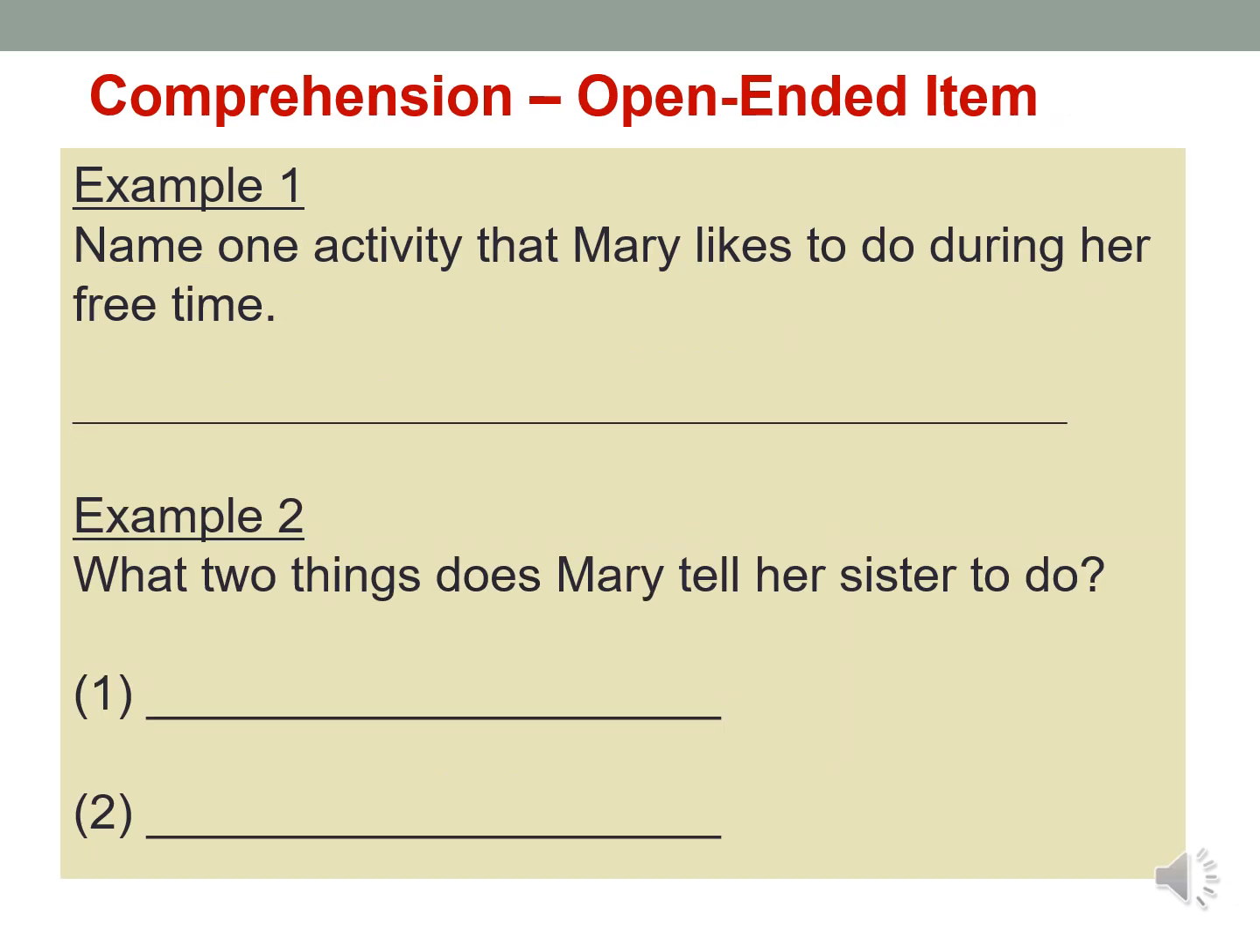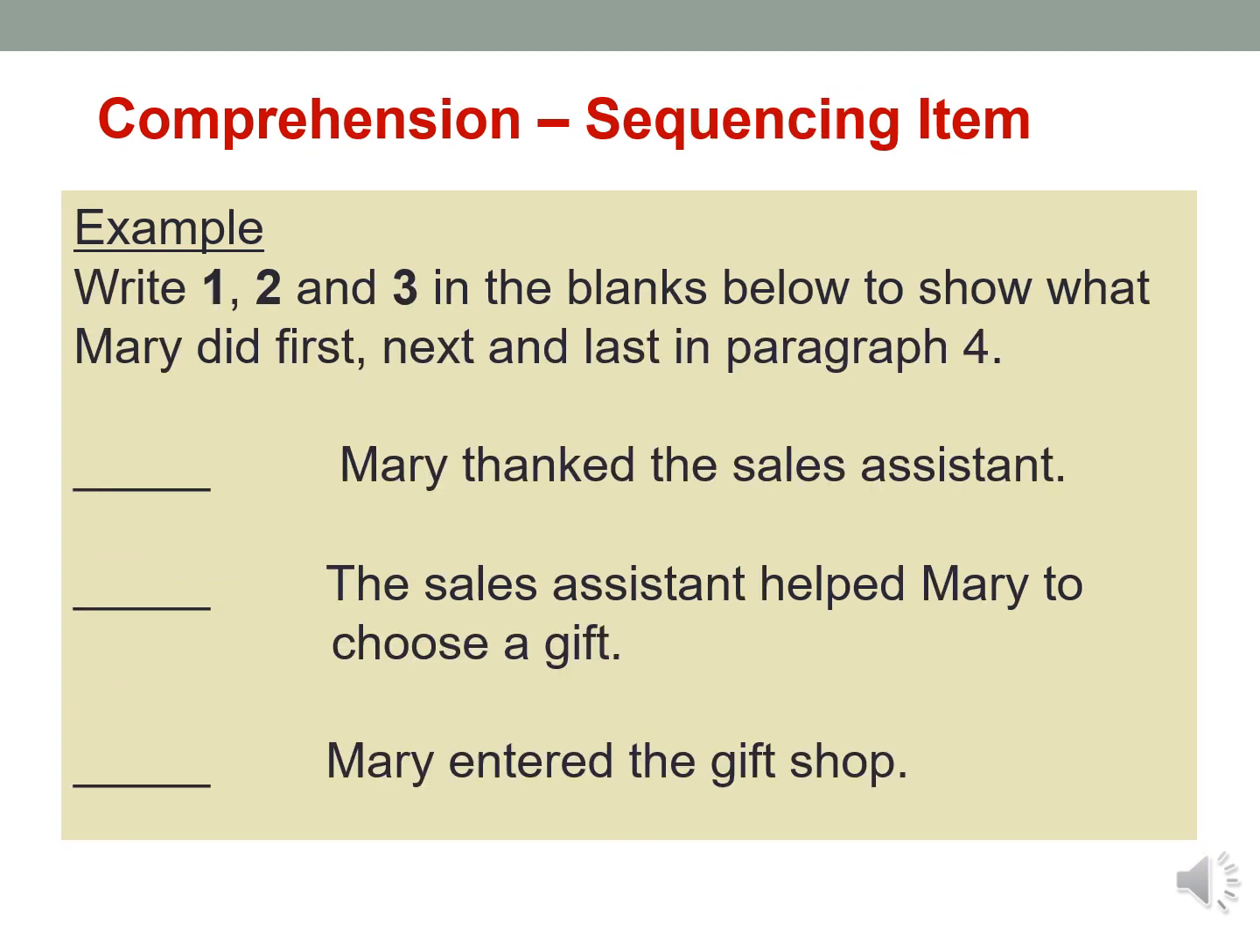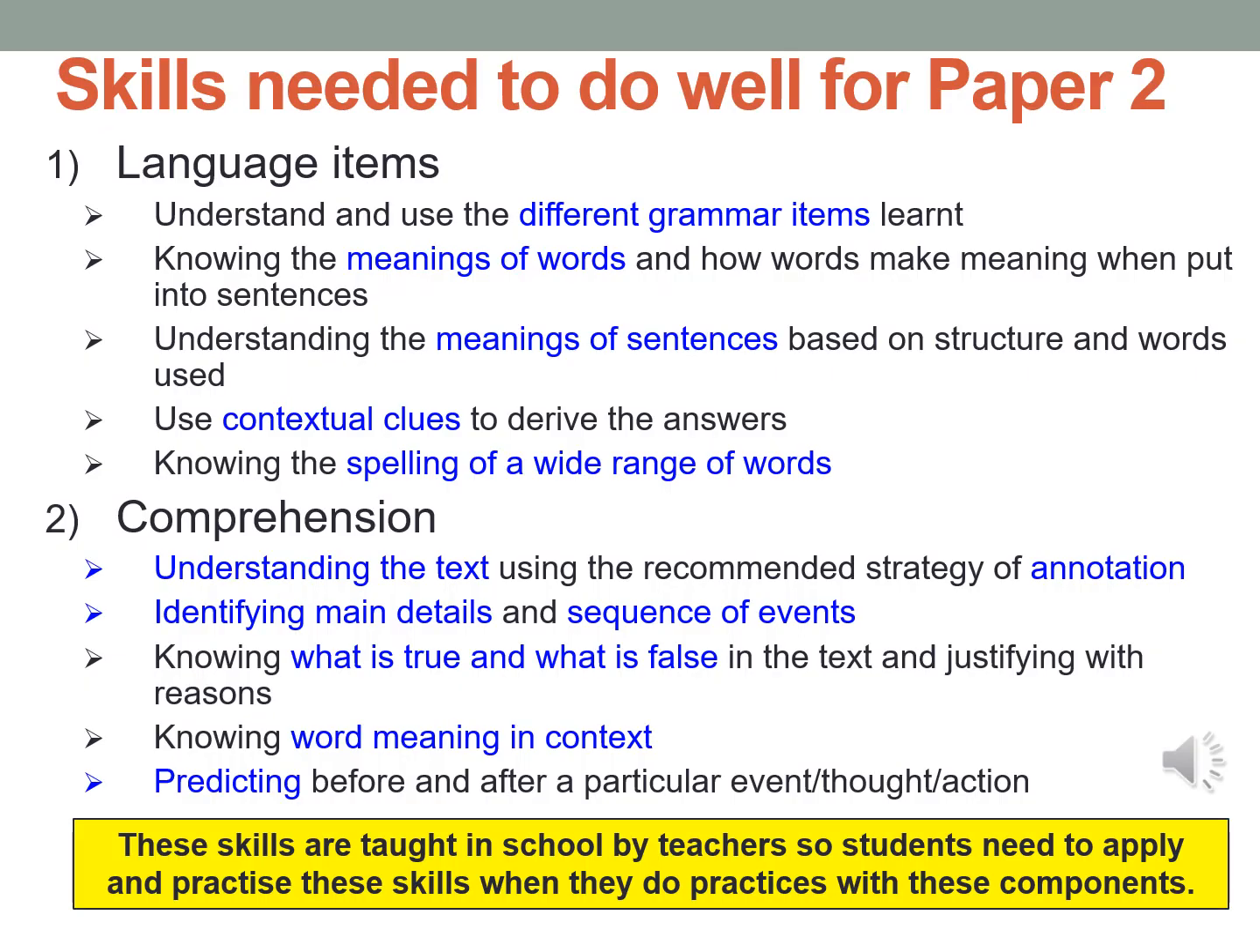Comprehension also includes open-ended items, like the two examples shown here. Sequencing is another item that is tested as well. These are the skills needed to do well for Paper 2.